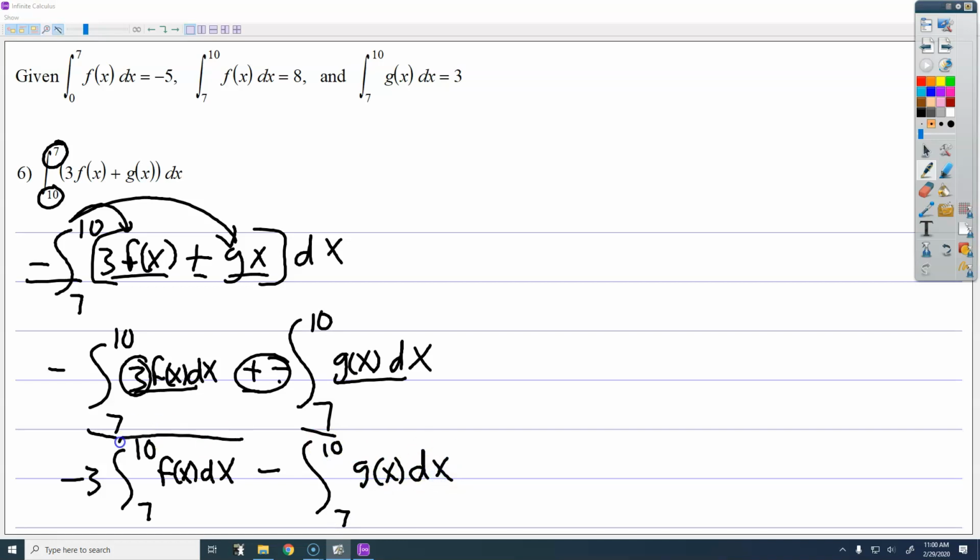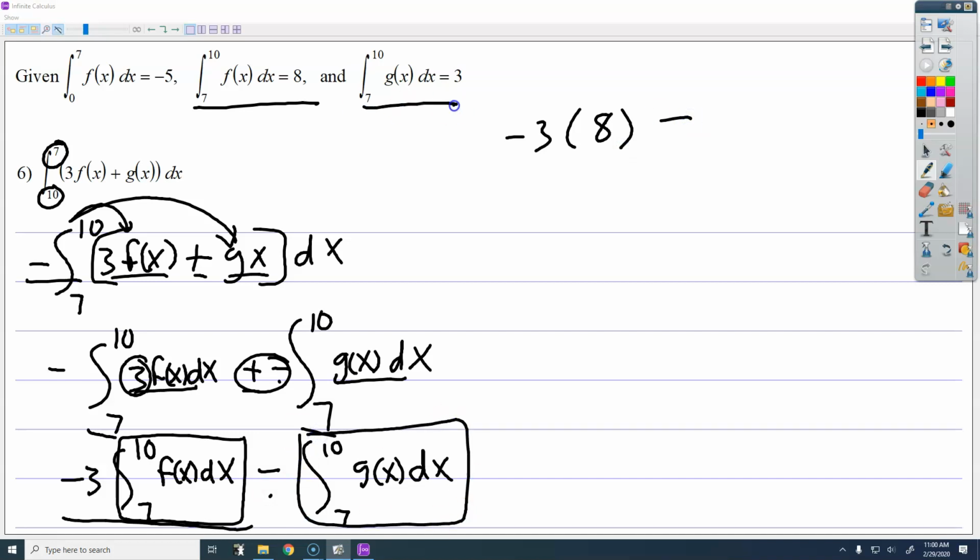Okay, now we know that this piece here, the integral of f from 7 to 10, is 8. So this piece here becomes negative 3 times 8 minus this piece here, which we know is 3. So we have negative 24 minus 3, which is negative 27. Okay.